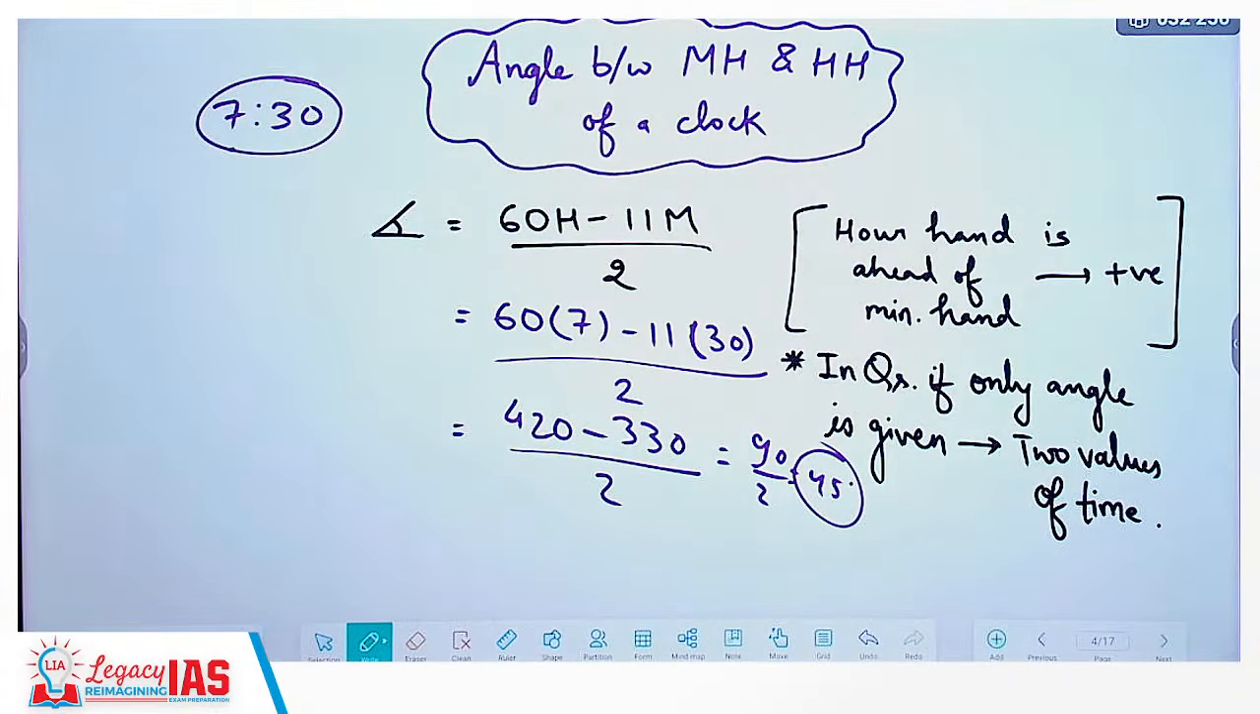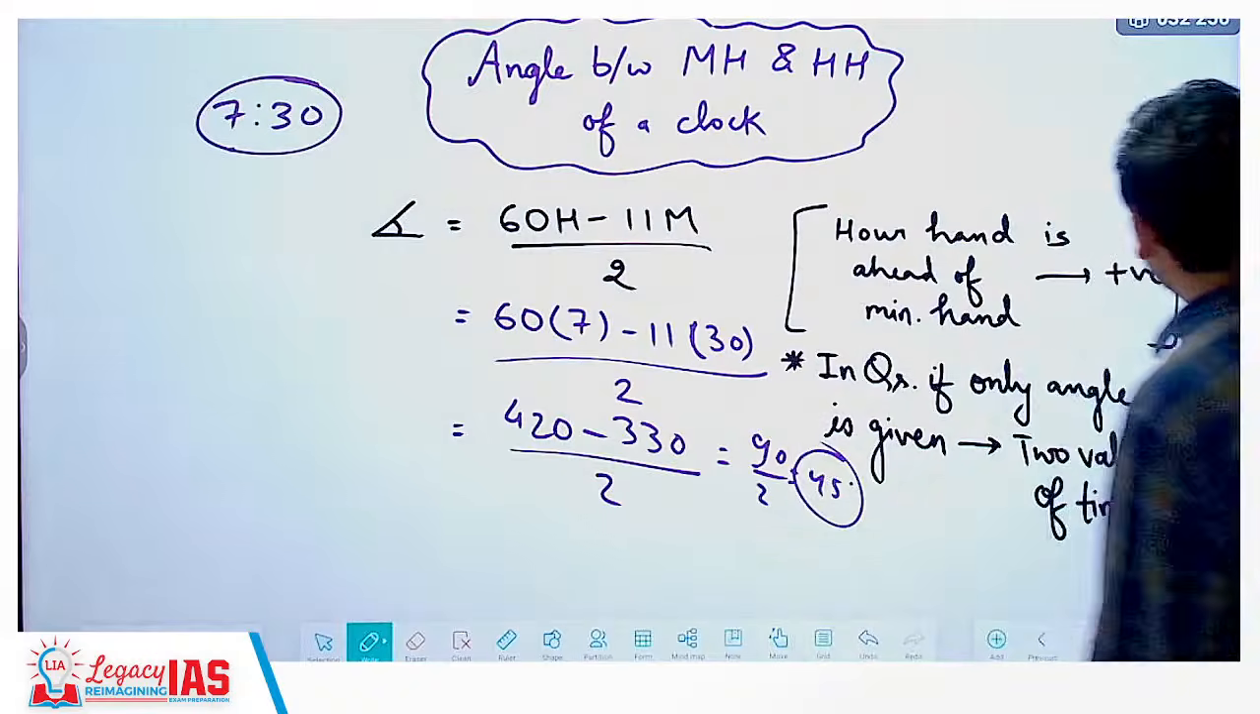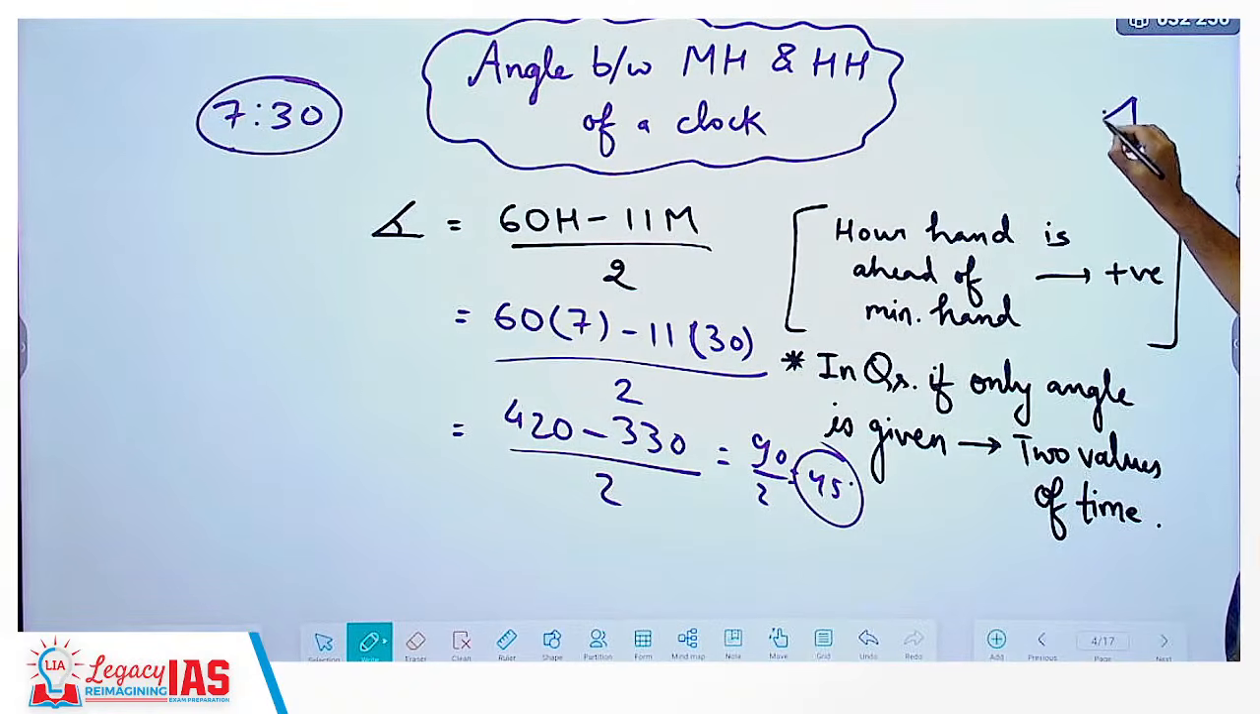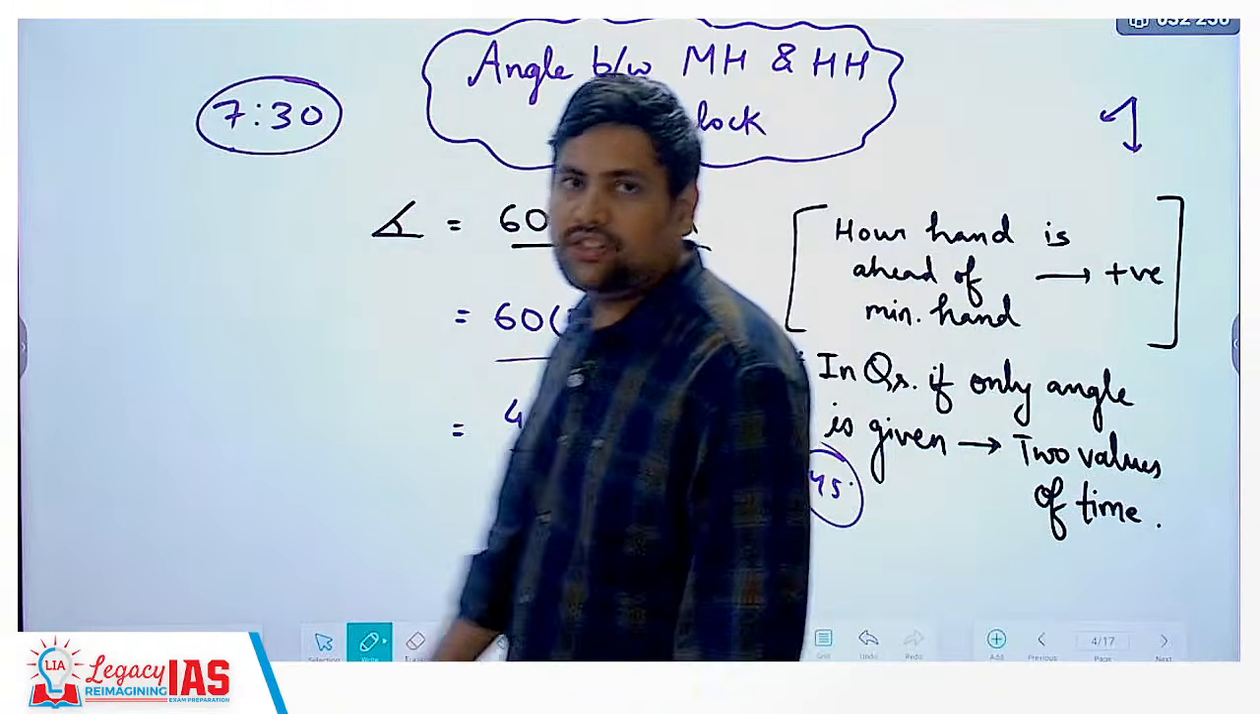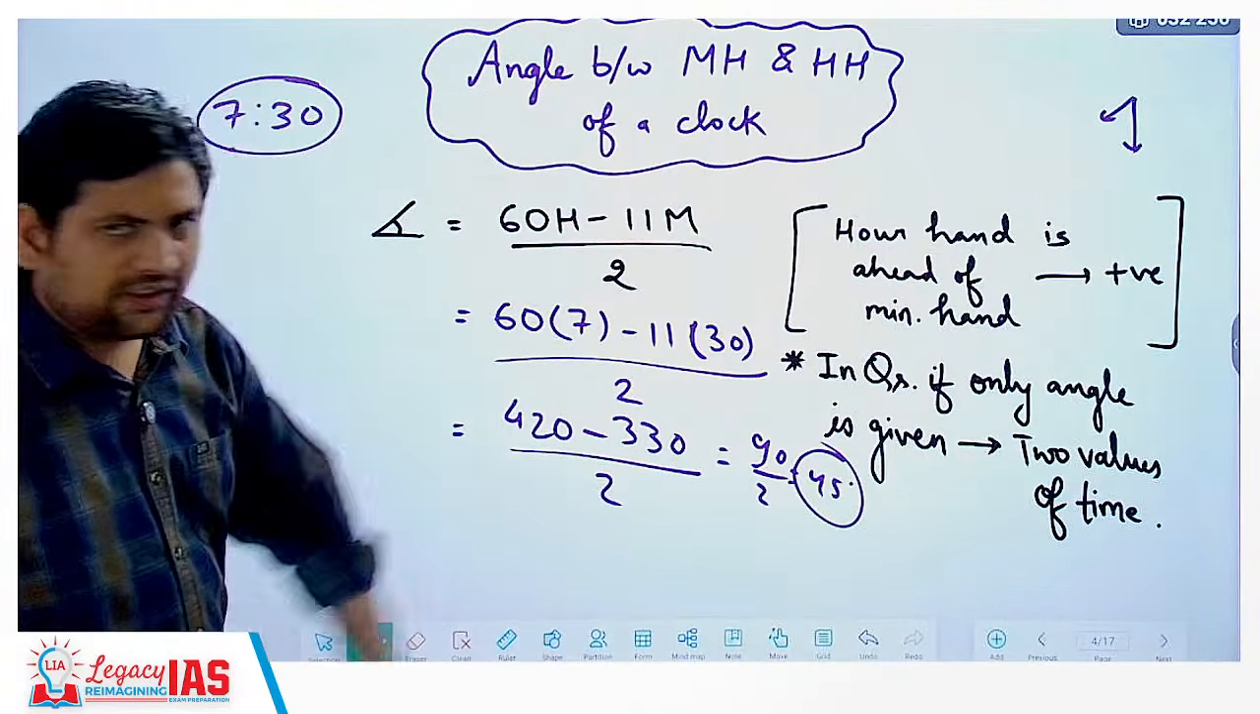And this is also correct. Correct? If you can feel that 7:30 looks something like this. Correct? So this is 45 degree. Now, so 45 degree is the angle.